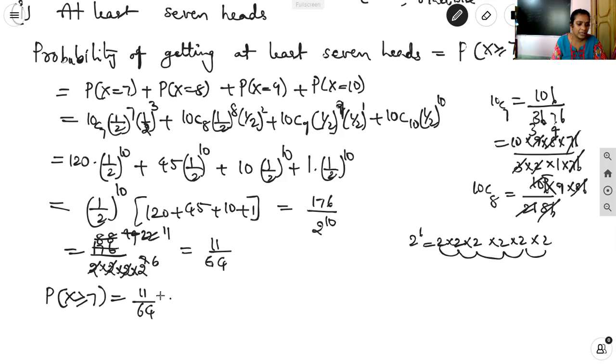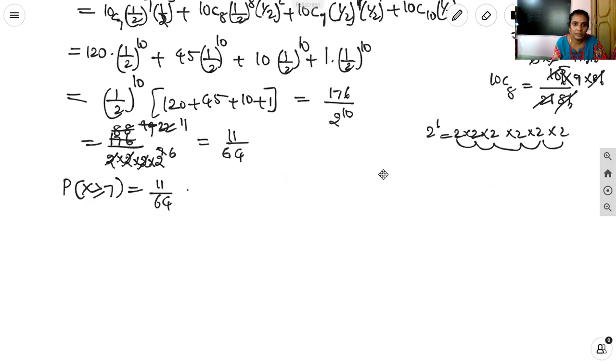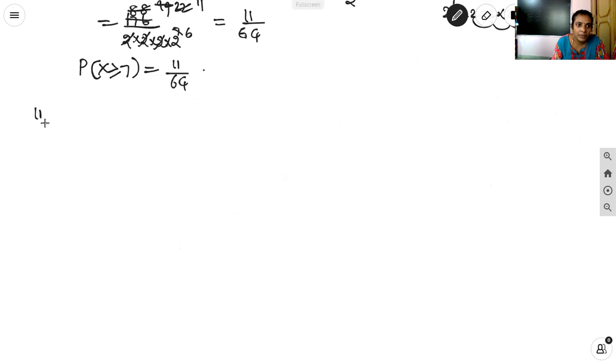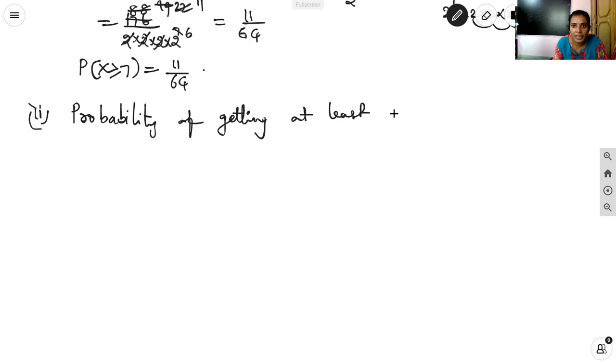Okay. The second one is the probability of getting at least 6 heads. That is nothing but probability of x is greater than or equal to 6.